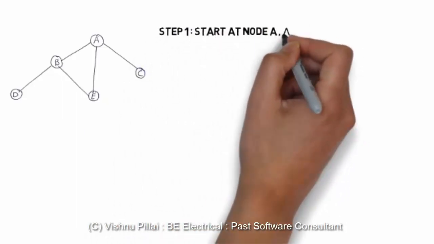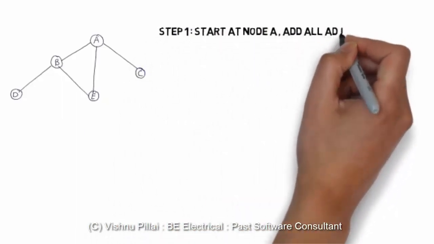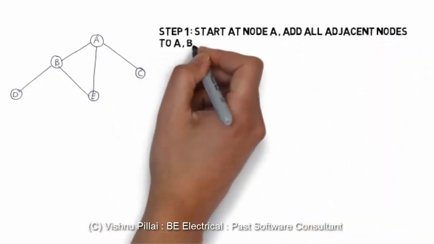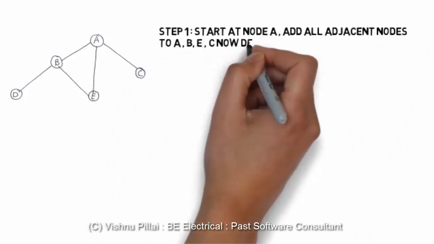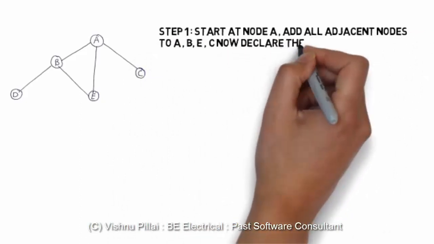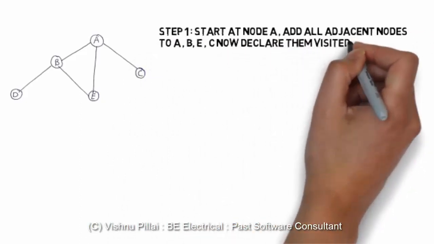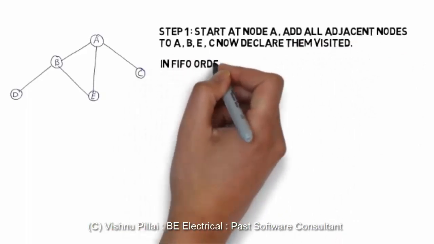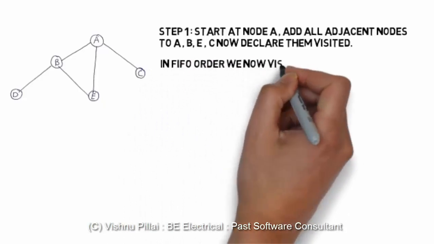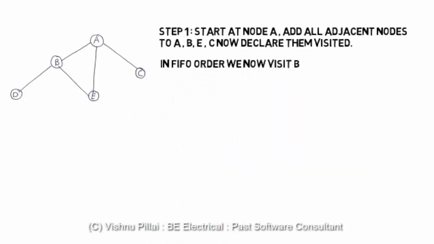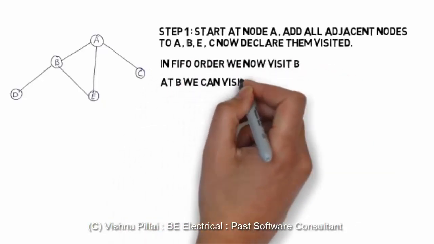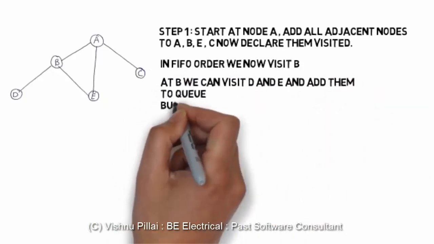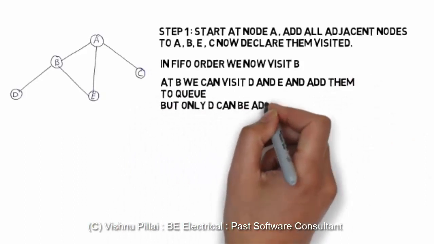So you can see a graph with A, B, C, D, E nodes, and at step 1 you start at node A. Now what you see for the adjacent nodes is B, C and E. Now you add the adjacent nodes, that is B, C and E, to the queue, and you declare them visited. Now in your queue there is B, E and C, and now you visit the first node from the queue in the first in first out order. So you will now visit B.